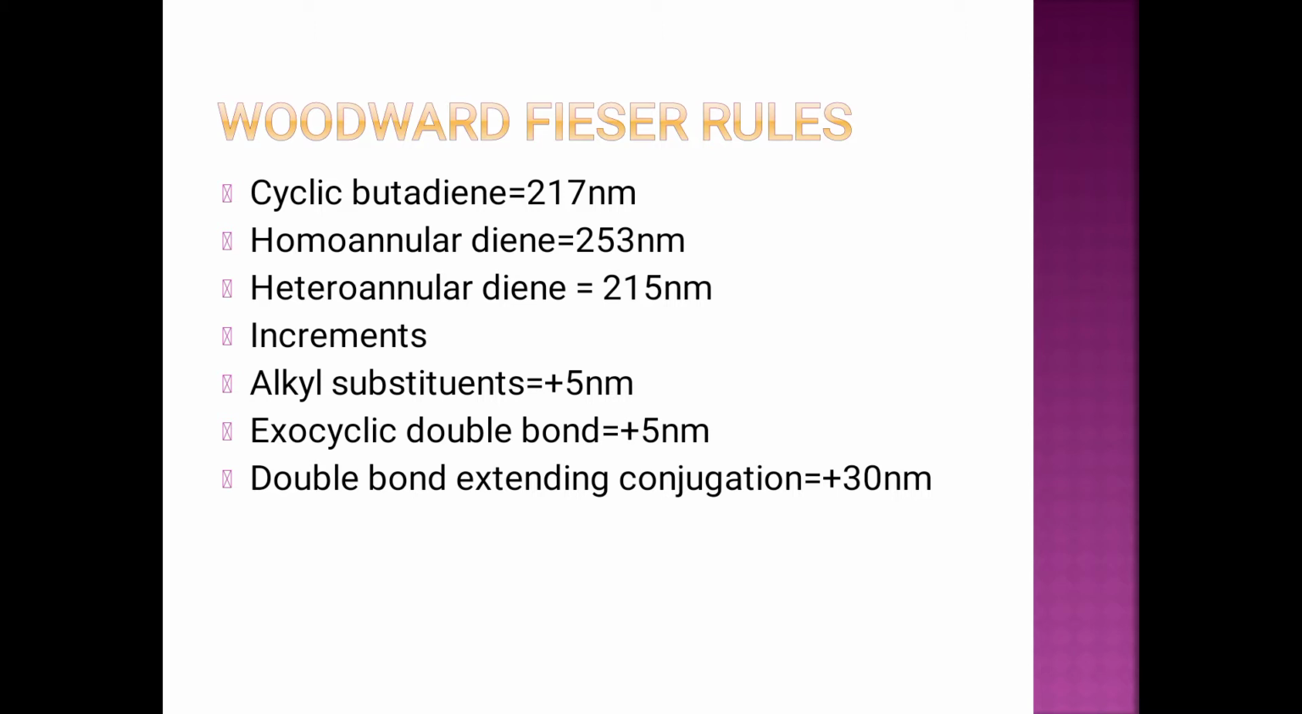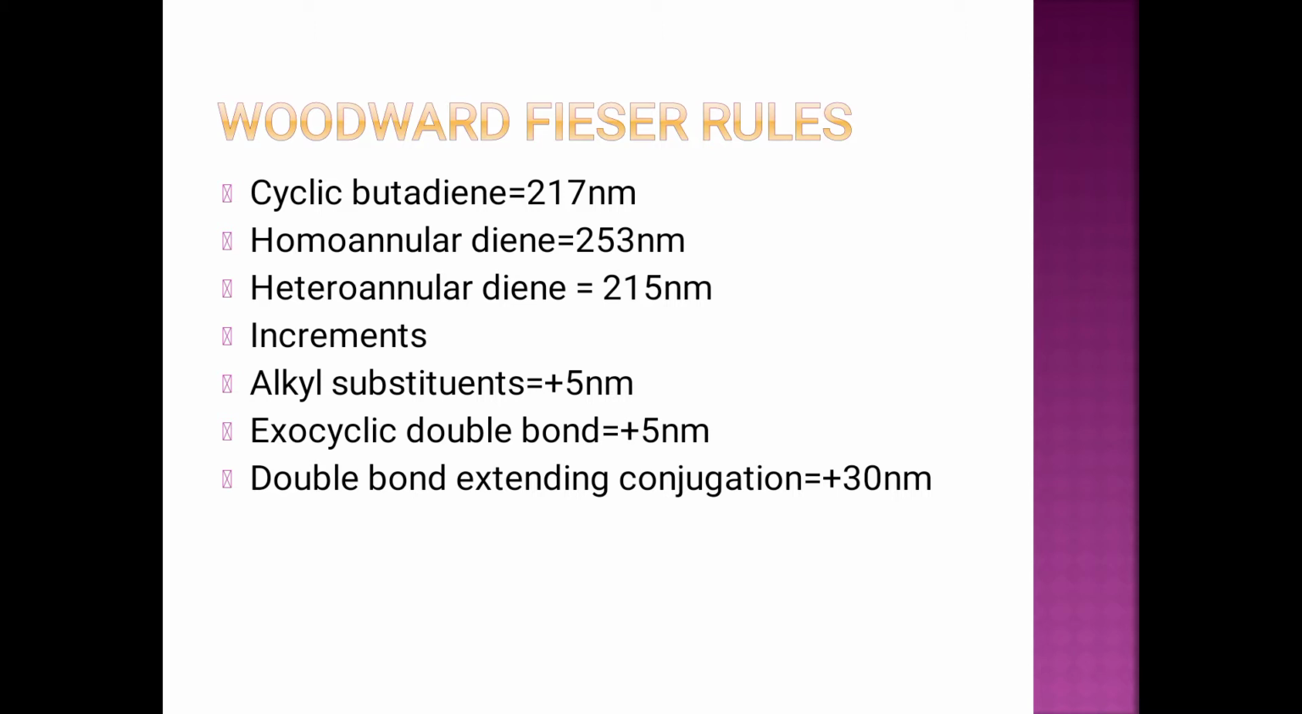Then you have certain increments which you need to account for while determining the lambda max. For each alkyl substituent that you have in your conjugated system, you add plus 5 nanometers. If you got an exocyclic double bond, you add plus 5 nanometers. Now what do you mean by exocyclic double bond? Exocyclic double bond is the double bond which is outside a ring. You'll get to see in the examples which I'll be solving a little later.